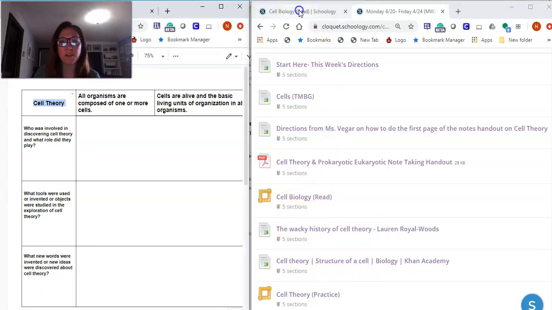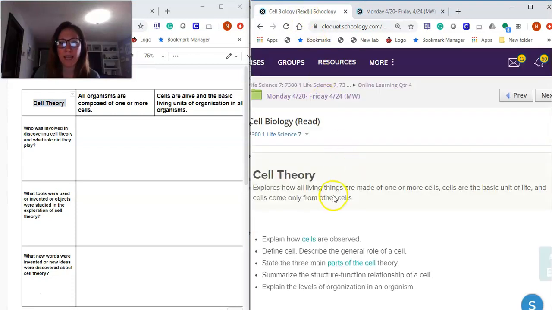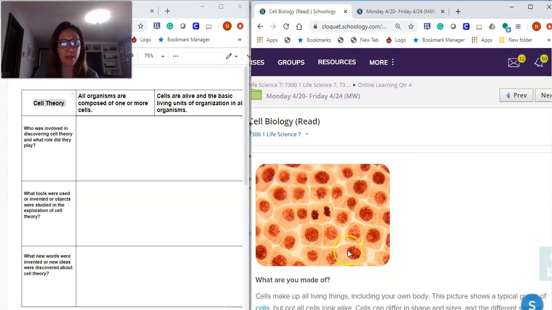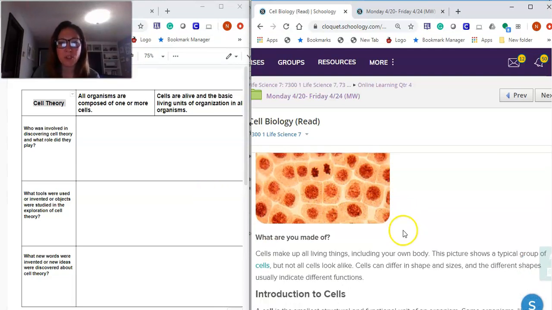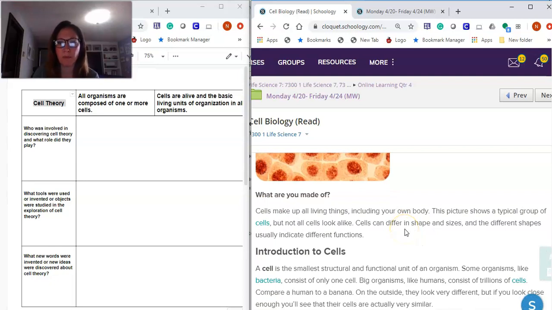My computer's a little slow, so I have it pulled up already here in this tab, so we can get right into it. So when I start reading about cell theory, I notice that there's just kind of a little preview of what we're going to read about, an image of some cells, but nothing I can pull out for my note-taking sheet yet. So I'm going to read aloud, and we'll stop when we hear something we can use.